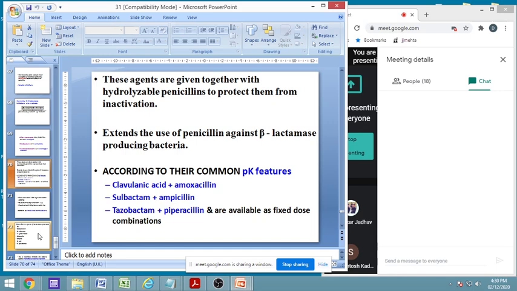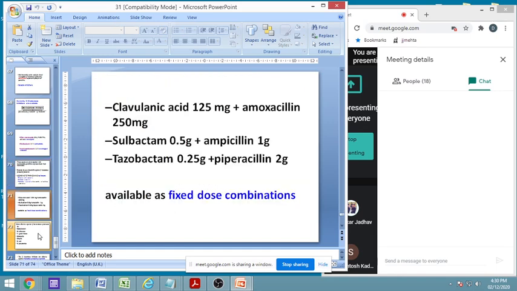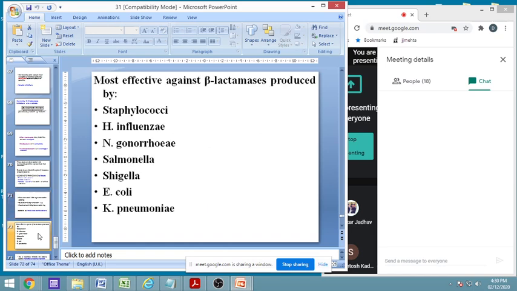This is one of the rational formulations. If you have studied rational drugs earlier, it is advised that they should always be taken in this way only. They should always be taken in combination to avoid resistance and to overcome resistance. The doses are: clavulanic acid 125 milligram with amoxicillin 250, sulbactam 0.5 with ampicillin 1 gram, and tazobactam 0.25 with piperacillin 2 gram. All these are available as fixed dose combinations.